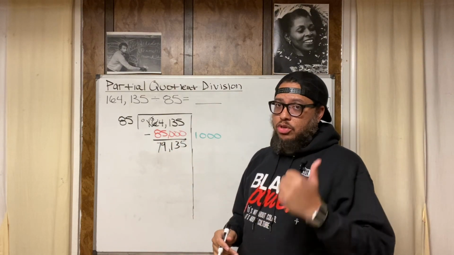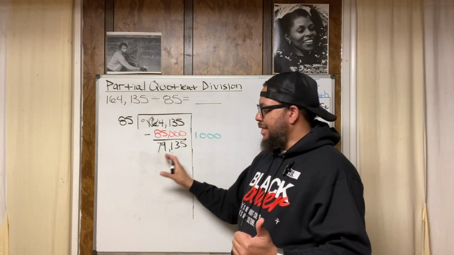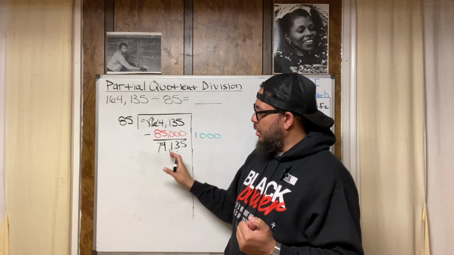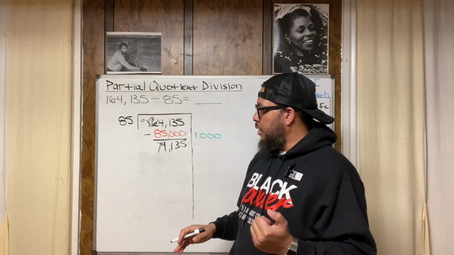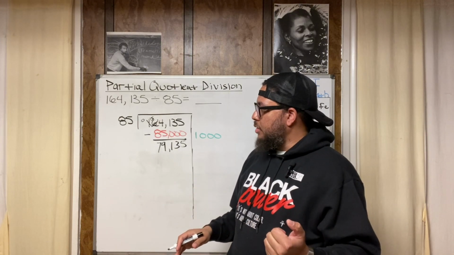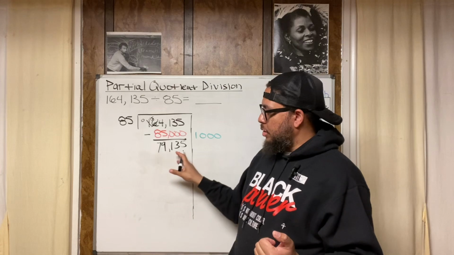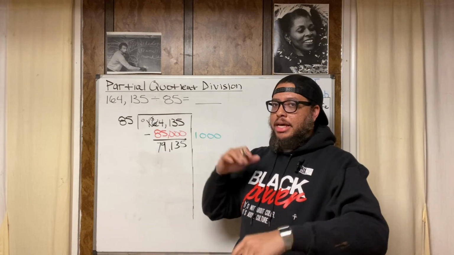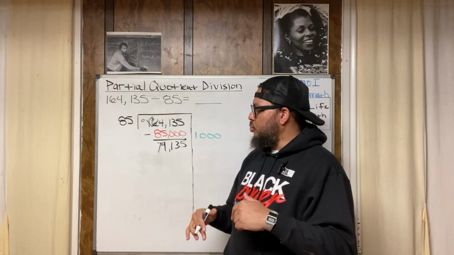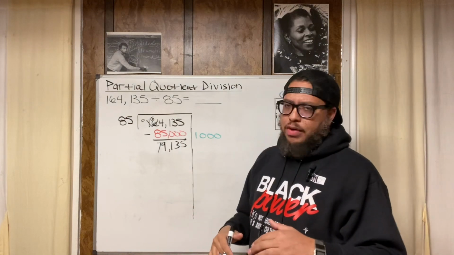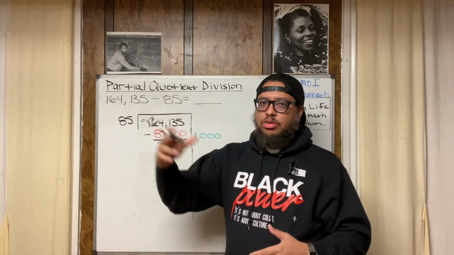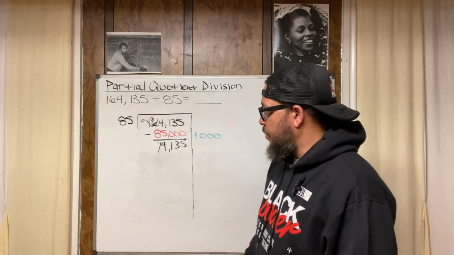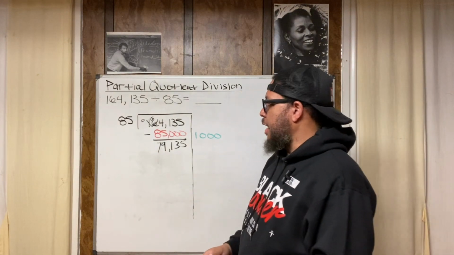85 times 10 is going to give me 850. That's not close enough. 85 times 100 is 8,500. That's not close enough neither, really. 85 times 1,000 is 85,000. That's too large. But what if I go back to 85 times 100? What if I do like 85 times 200, or 85 times 300, 85 times 400, 500, 600? Let's see what happens. This is how I'm going to estimate.